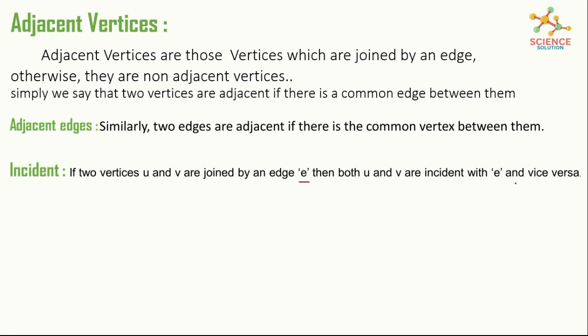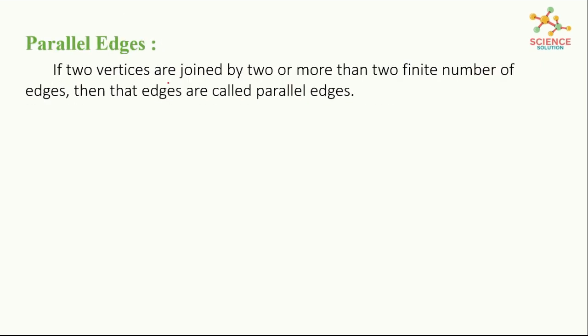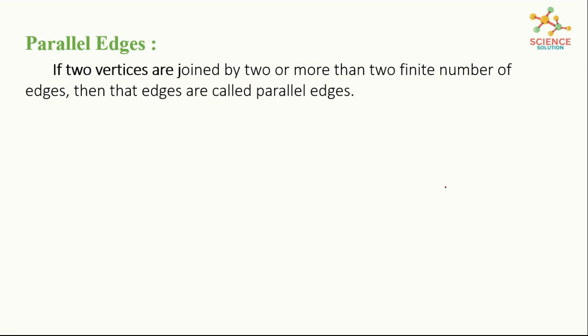Loop. An edge joining a vertex V to itself is called a loop. In this case, the vertex V is said to be self-adjacent. In this diagram, at vertex 1, this is the loop. Parallel edges can be defined as: if two vertices are joined by 2 or more than 2 finite number of edges, then those edges are called parallel edges.